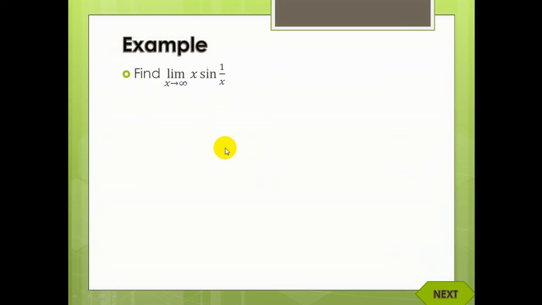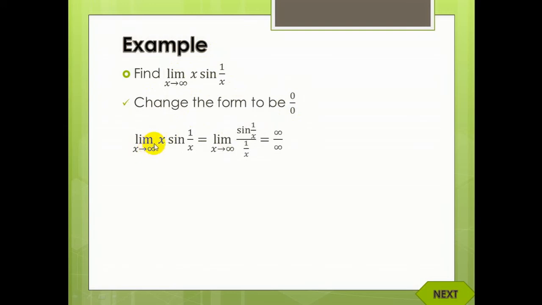Another example. Limit as x approaches infinity of x times sin(1/x). When we substitute, this is the indeterminate form infinity times 0. You should change this form to 0 over 0. So x times sin(1/x) equals the limit as x approaches infinity of sin(1/x) over 1/x. When we substitute x approaching infinity, the result is still indeterminate.